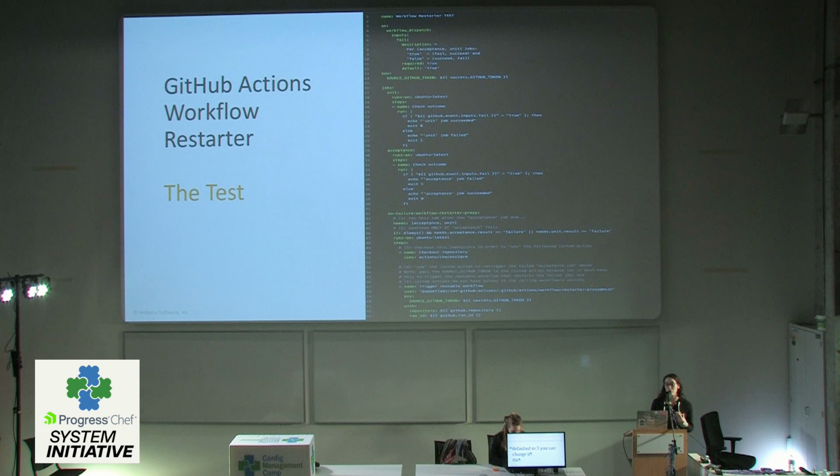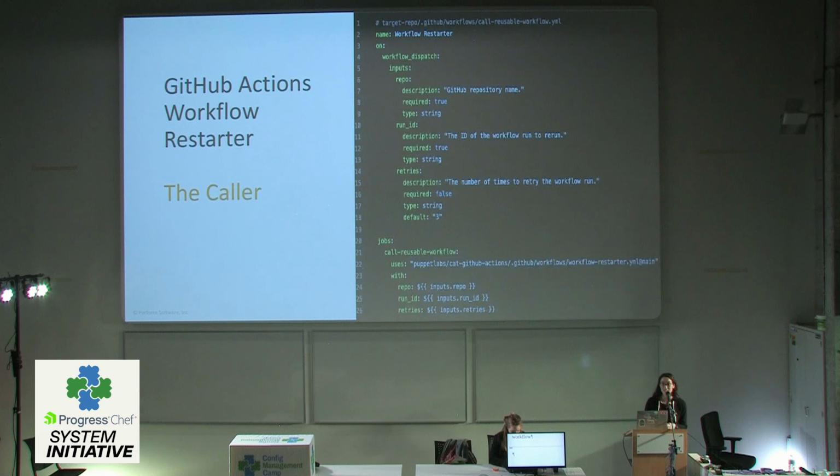So this is how you would add the workflow restarter to a job in your existing workflow. So here we have the on failure workflow proxy, a step in the job that actually triggers our workflow restarter proxy to rerun the failed workflow. And this is the workflow inside the calling repository. Again, it's just showing you the workflow restarter and its inputs.